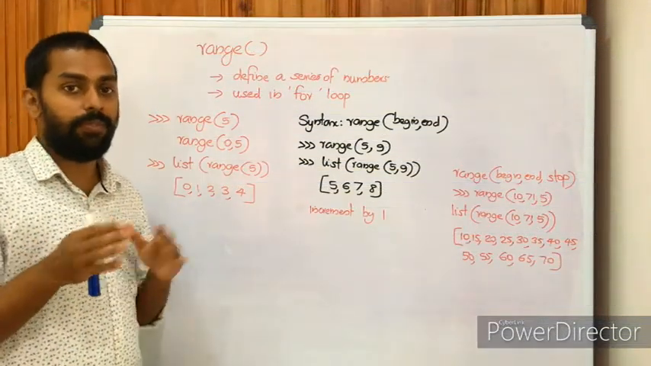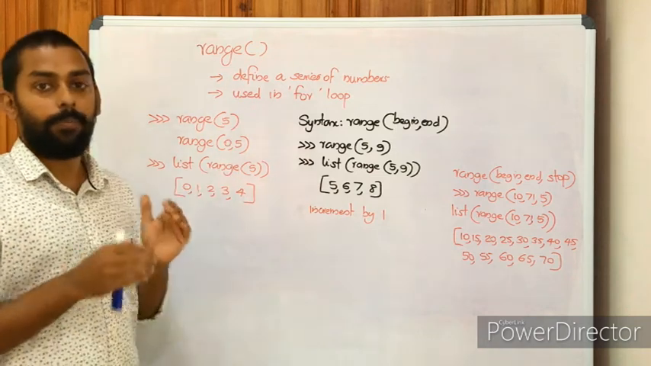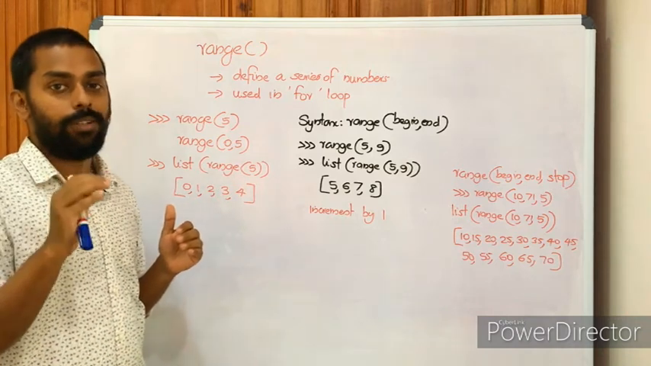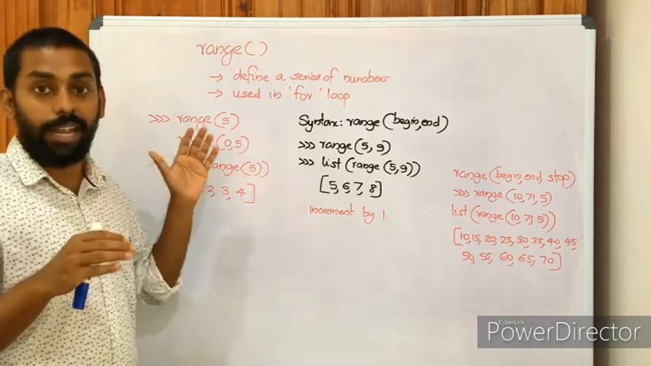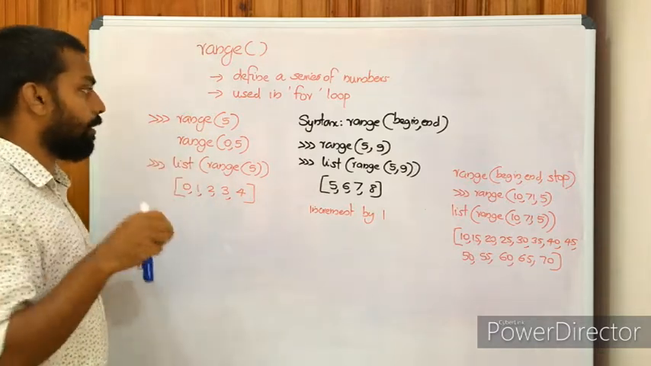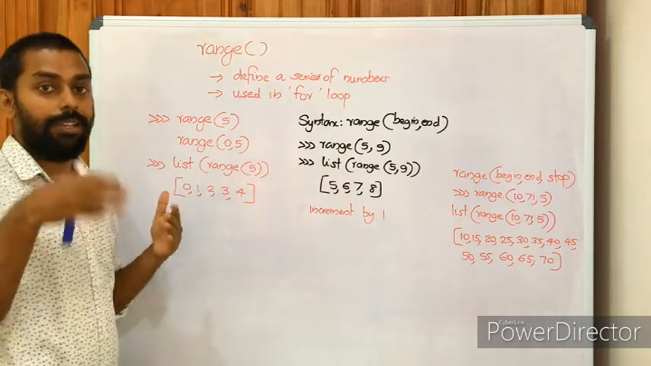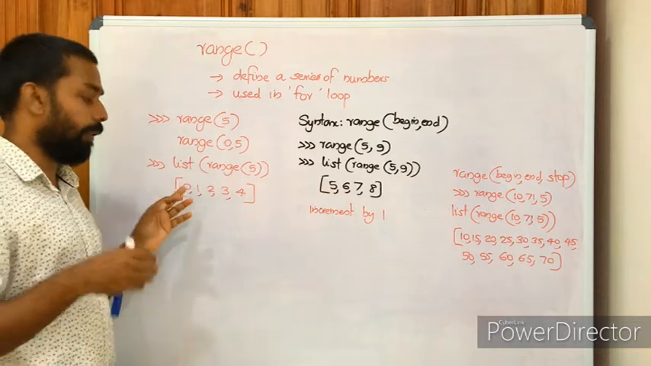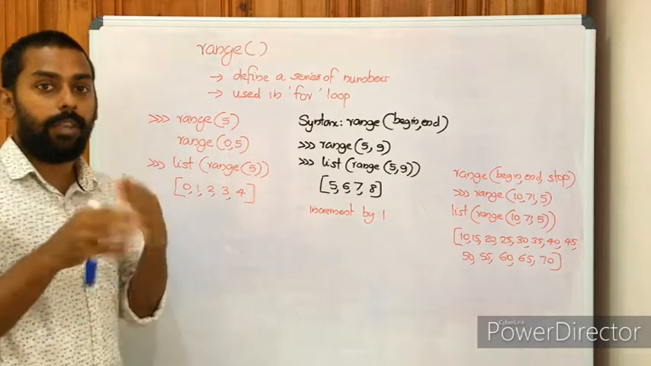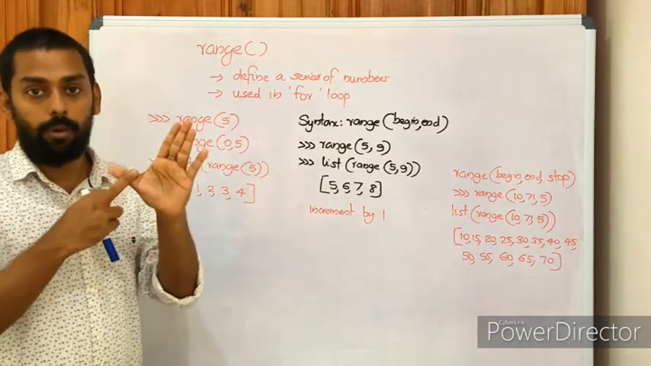We have applied the range function in many of our loops. Actually, it gives a series of numbers. It is used to define a series of numbers, and mainly we have used this concept of range in for loops. You can see some examples here. Range of 5 means range of 0 to 5, and we are listing it. List of range of 5 gives 0 1 2 3 4. Range of 5 means we can have values 0 1 2 3 4.